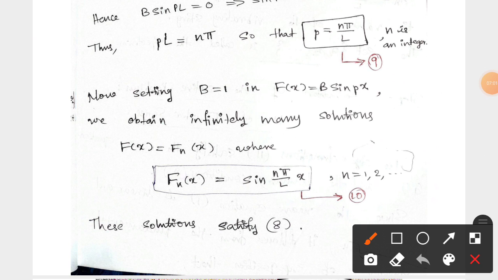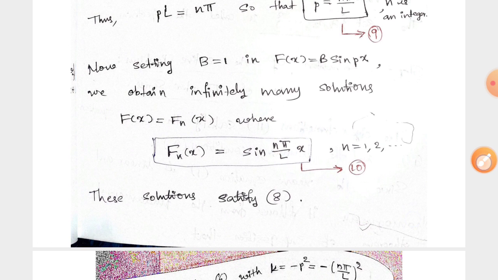If you set b as 1, we will get f of x as fn of x. This is just a notation. Fn of x is just a notation. We are taking f of x as fn of x because n is there, isn't it? N can be any value. We can substitute n as 1, 2, 3, etc. So n is varying, and that's why we have taken f of x as fn of x.